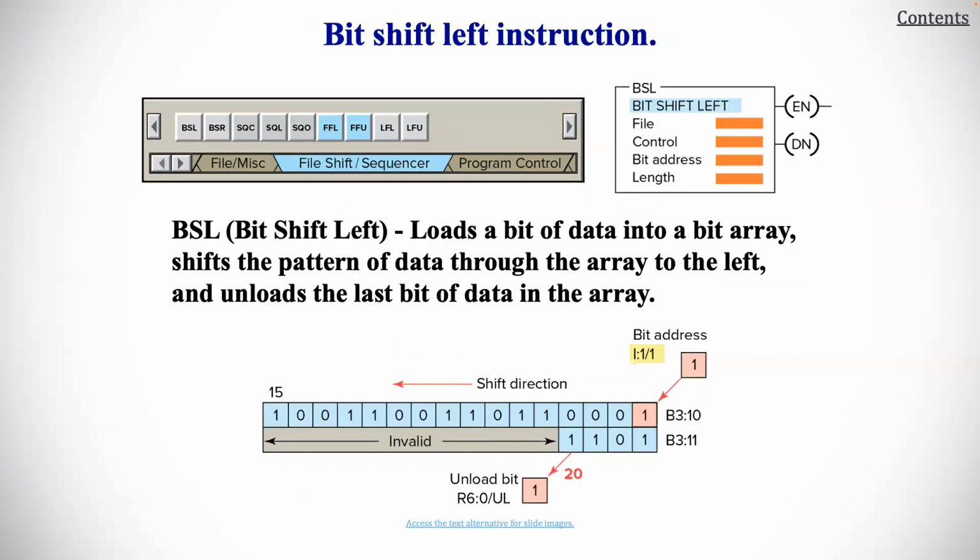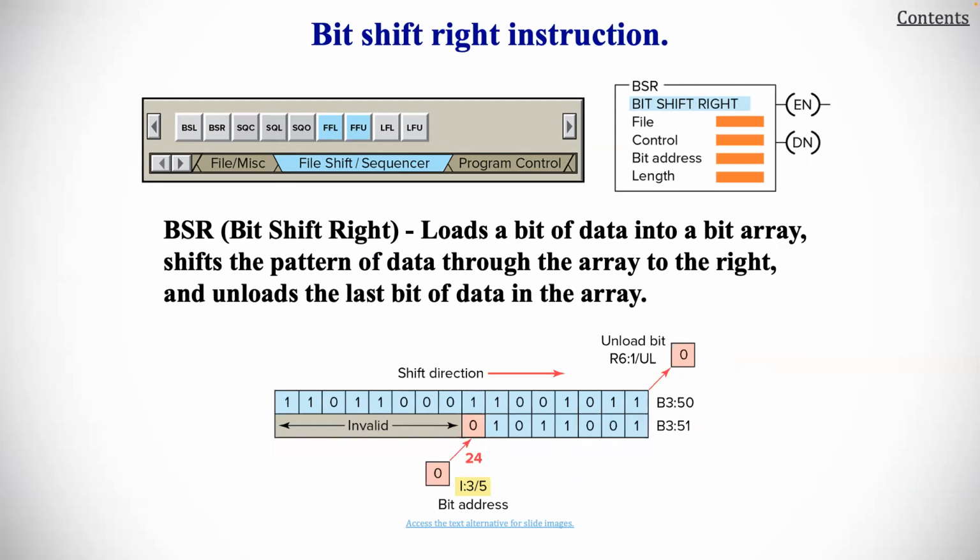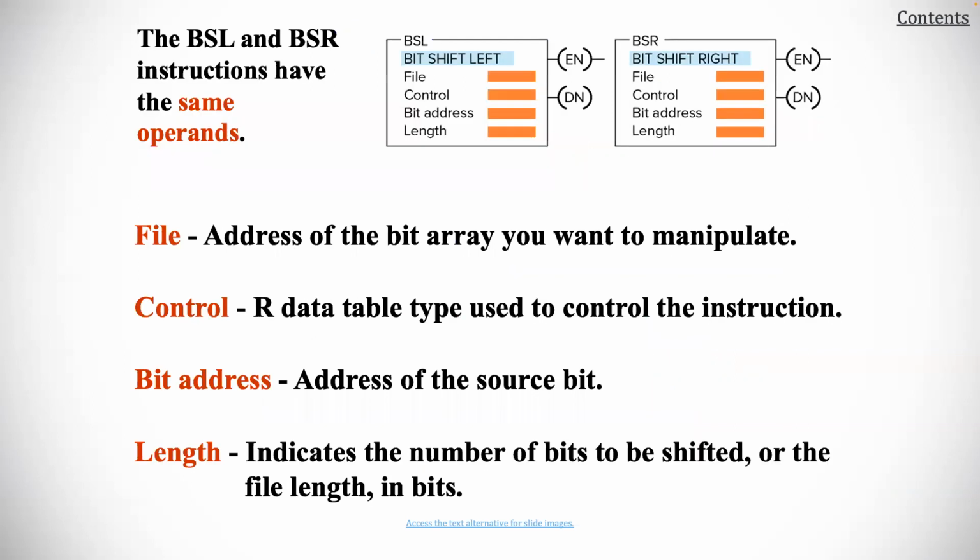For the bit shift left instruction, the BSL, it loads a bit of data into a bit array, shifts the pattern of data through the array to the left, and unloads the last bit of data in the array. Similarly, you have the BSR. It loads the data into a bit array, shifts the pattern of the data through the array to the right, and unloads the last bit of data in the array.